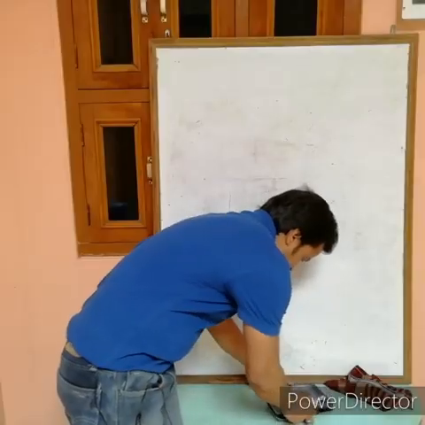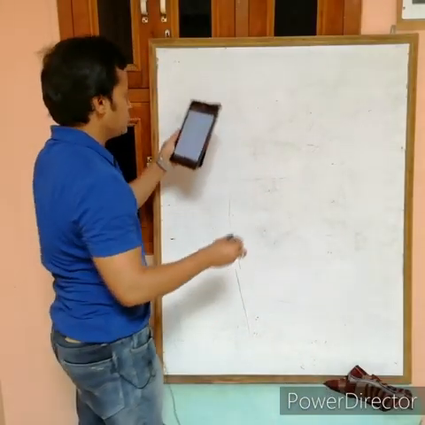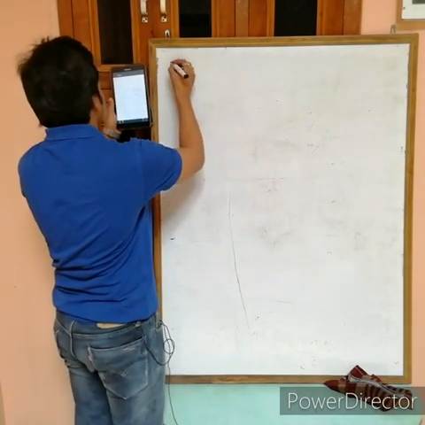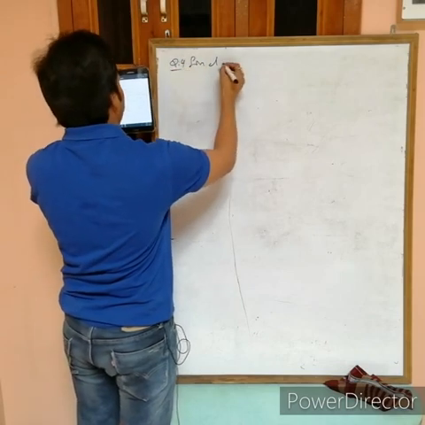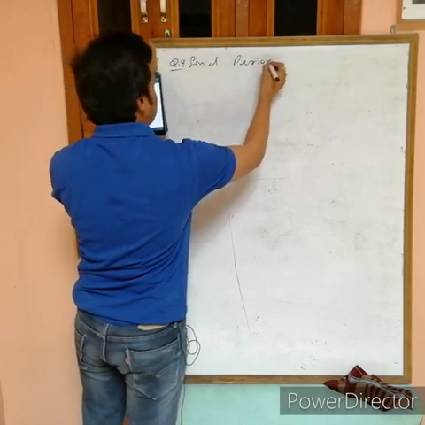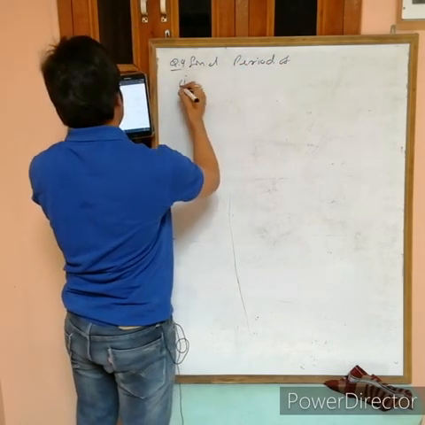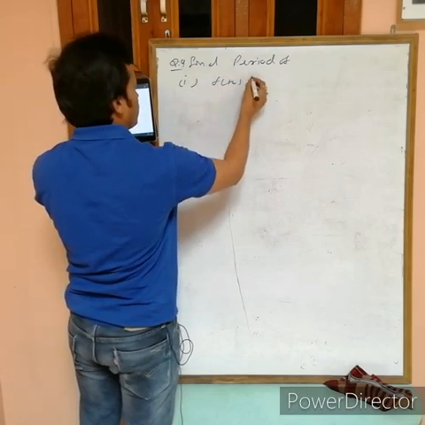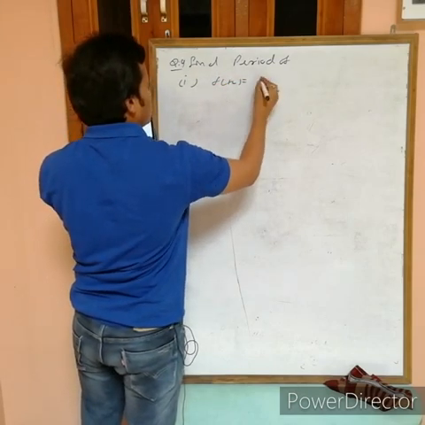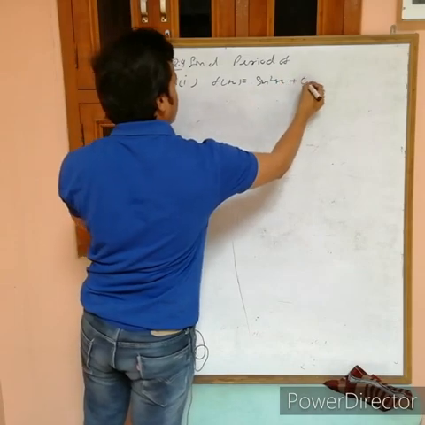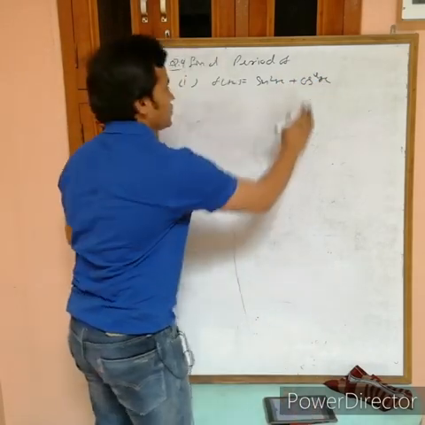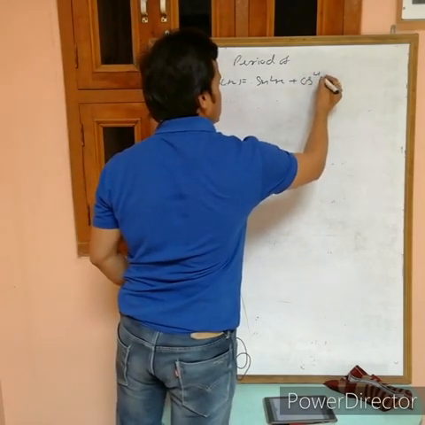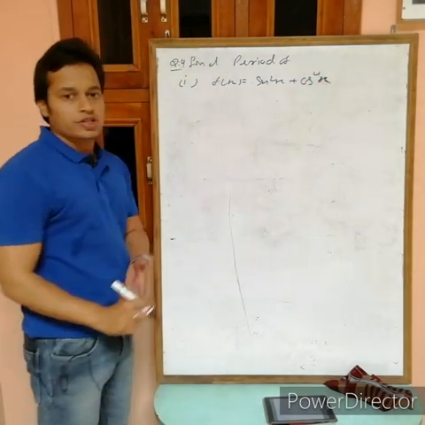Okay, next question, question number 4. Find the period of f(x) equals sin square x plus cos 4x. Now you want the period of this function, sin square x plus cos power 4 x.